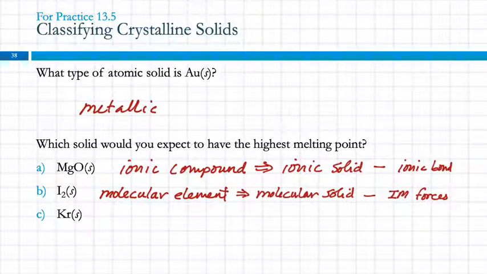And then the last one, krypton: atom, ion, or element? I'm sorry, atom, molecule, or ion. It's an atom. So those are atoms. This is an atomic solid.